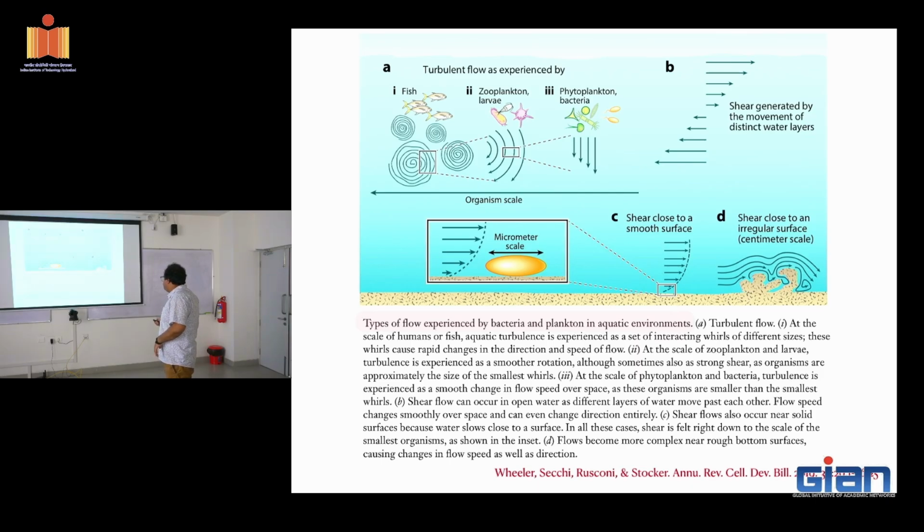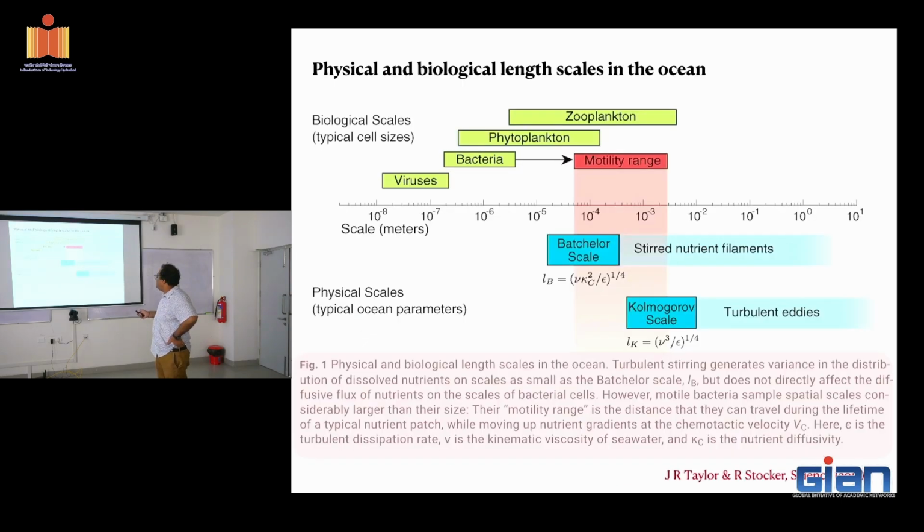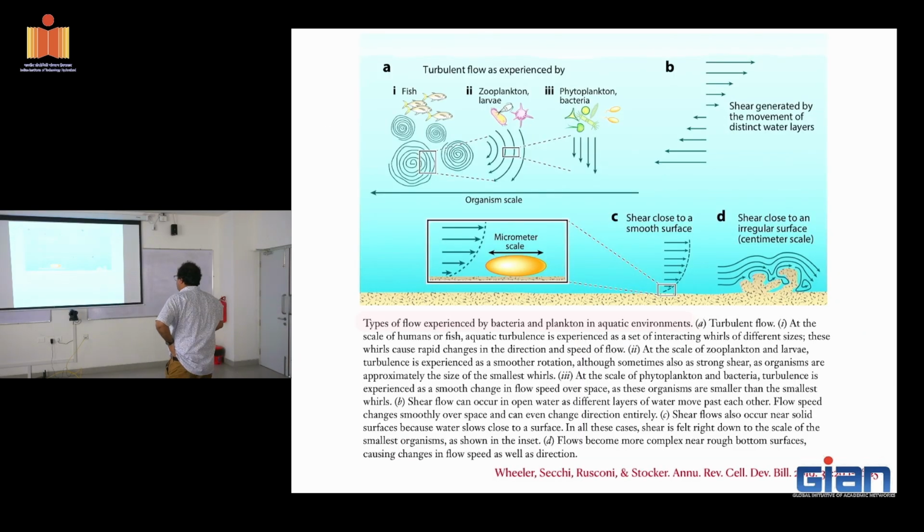Because these organisms are approximately the same size as the smallest whirl or eddy that is there. Finally, you come to phytoplankton and bacteria, and here you see that they overlap a bit in distribution of sizes, right? And what do they see? They see turbulence as a smooth change in flow speed over space, right? As these organisms are much smaller than the smallest whirl that can be there in the flow.